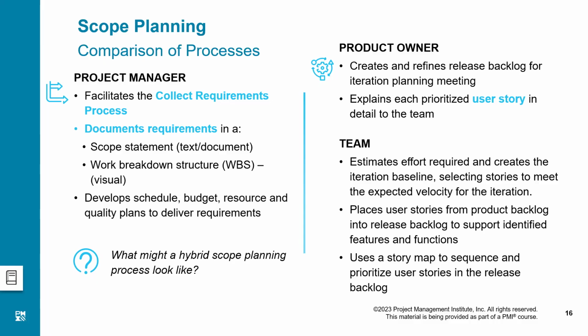He creates and refines the release backlog for iteration planning meetings, and he explains each prioritized user story in detail to the team. When the team comes to pick up certain work for their next iteration, the product owner explains those high priority items to them, as it helps them to pick up the right work. But naturally, only the highest priority item will be chosen. So this is the role of the product owner.